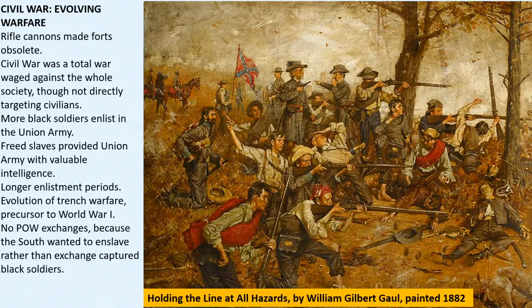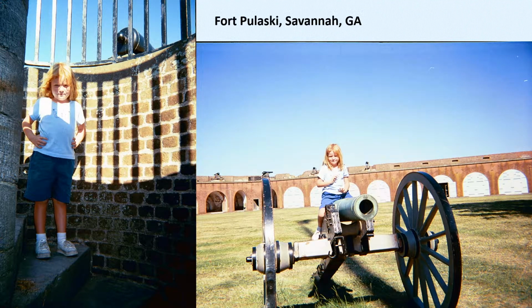And as the Civil War progressed, there was an evolution of trench warfare, and that's a precursor to World War I. Every time the armies stopped, they immediately started digging defensive trenches to shield them from the gunfire. And there were no POW exchanges between the two armies, because the South wanted to enslave rather than exchange captured black soldiers. And we have a picture here of my daughter and I visiting Fort Pulaski.